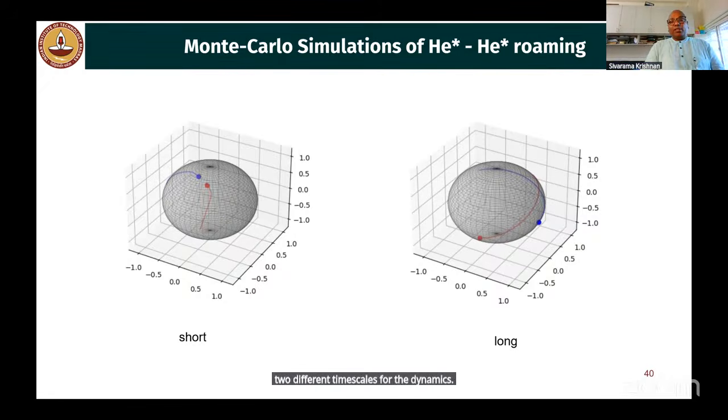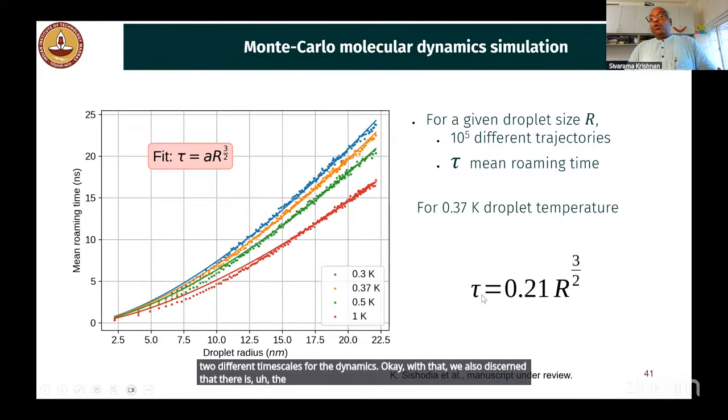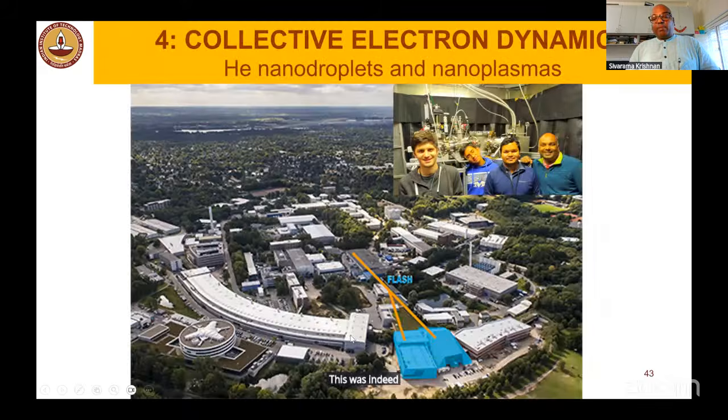Okay, with that, we also discern that the roaming times have an R to the 3/2 scaling from fitting these curves, a very nice scaling result. This was indeed published in Scientific Reports late last year.